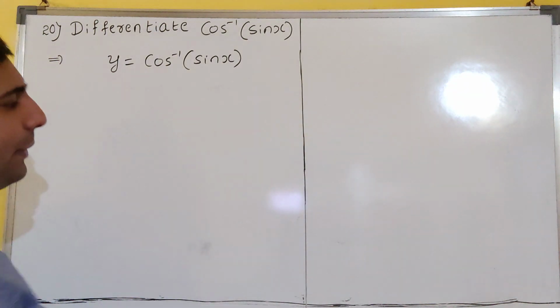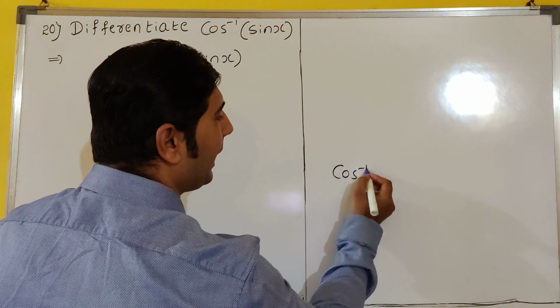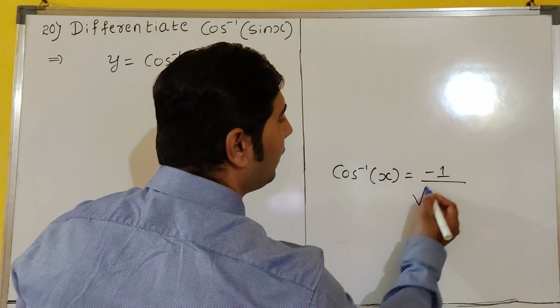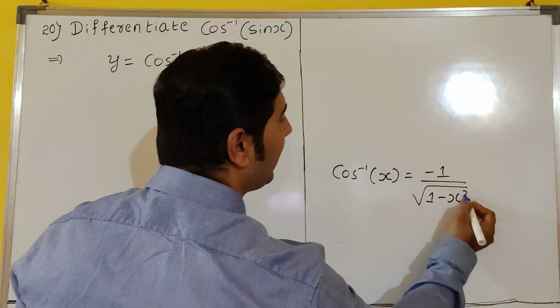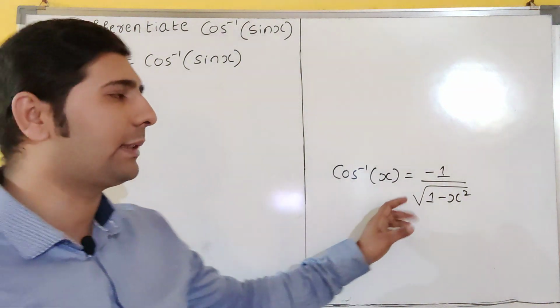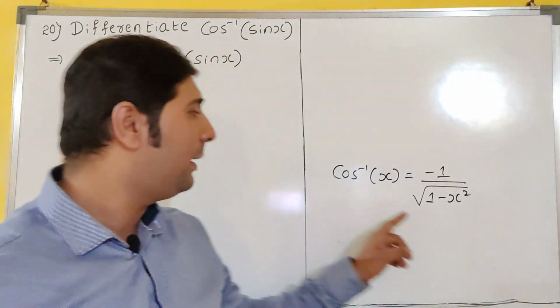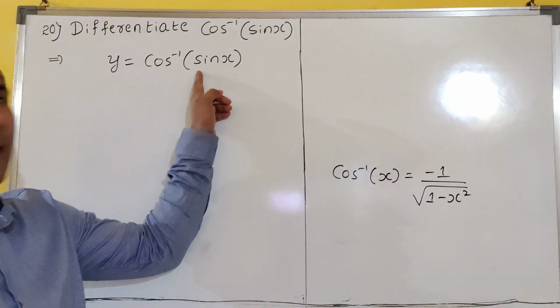Cos inverse x derivative. Cos inverse x derivative is -1 upon square root 1 minus x square, dear students. Cos inverse x derivative is what? -1 upon square root 1 minus x square. In the place of x, what is it? Sin x.